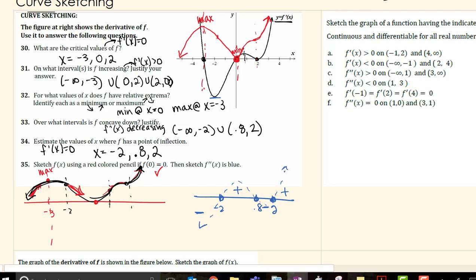So we are positive, so we're increasing. Or sorry, we have negative slope, so we're negative until -2. Then we have positive slope, so we are above the axis till we get to this guy right here. Then at that 0.8, we're going below. And then at that +2, we're back to being positive.